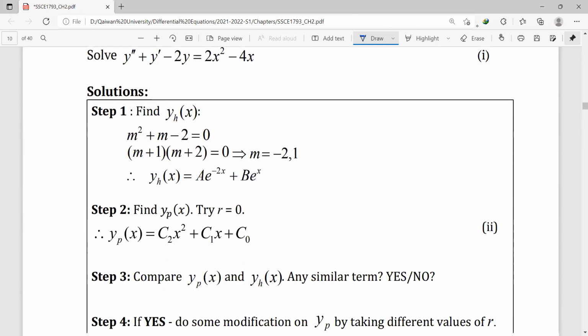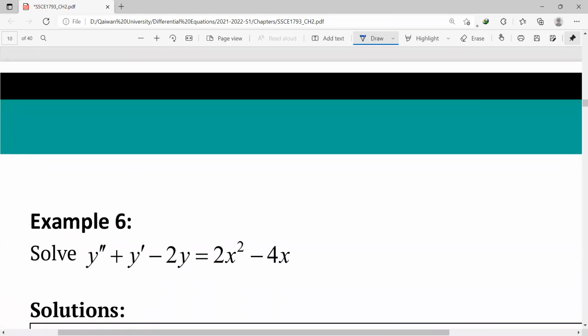Here we have an example. In the example, it will be much clearer. We have given this second order linear differential equation, and it's not homogeneous because the right-hand side is not 0. So what's YH? To find YH, we should find the characteristic equation. We write y double prime plus y prime minus 2y equals 0. This is for YH. We just write down the homogeneous parts and put 0 on the right-hand side.